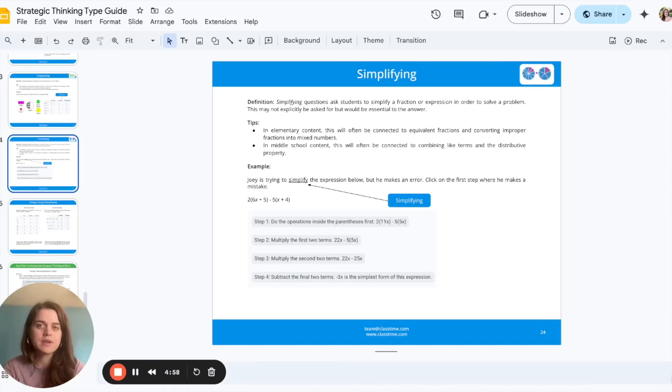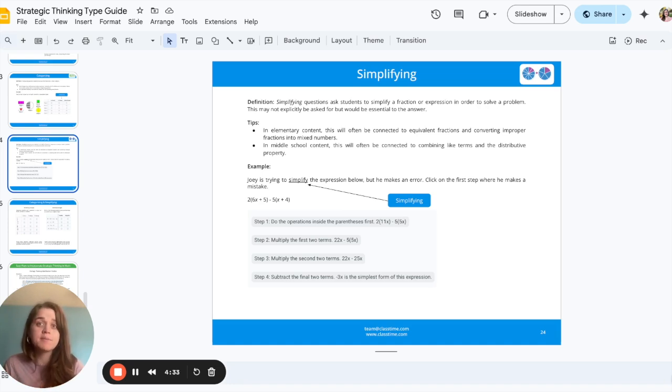Simplifying is a relatively straightforward type of strategic thinking. It requires in elementary school that students simplify fractions. That's normally the kind of format it comes in, versus in middle school, oftentimes it'll have to do with expressions or equations, combining like terms. The main key is that the question itself will demand that students simplify either a fraction, an equation, or an expression.